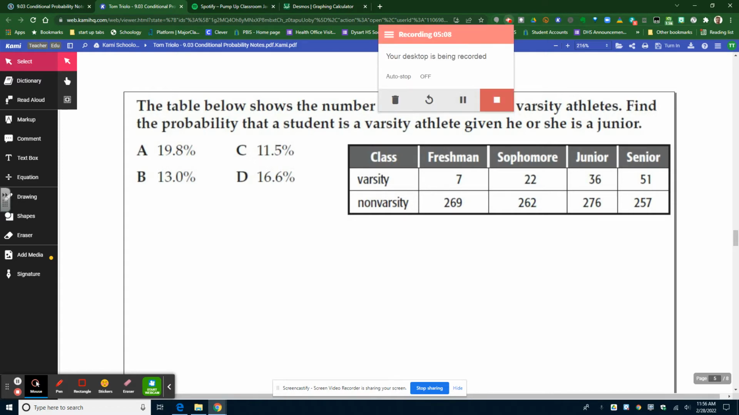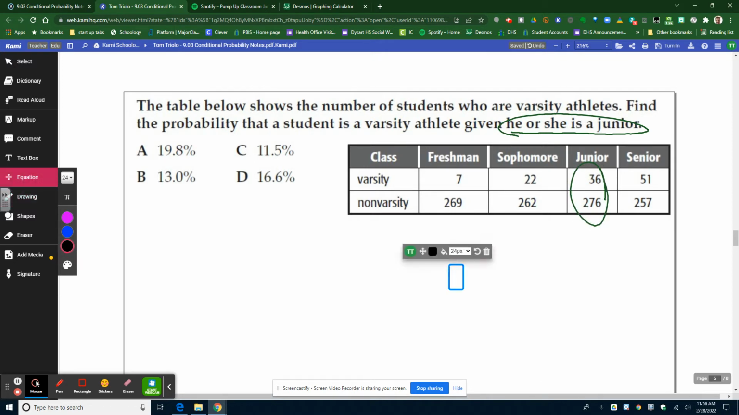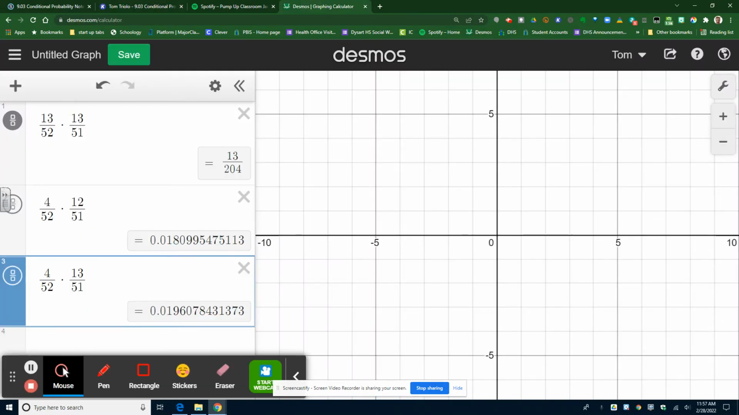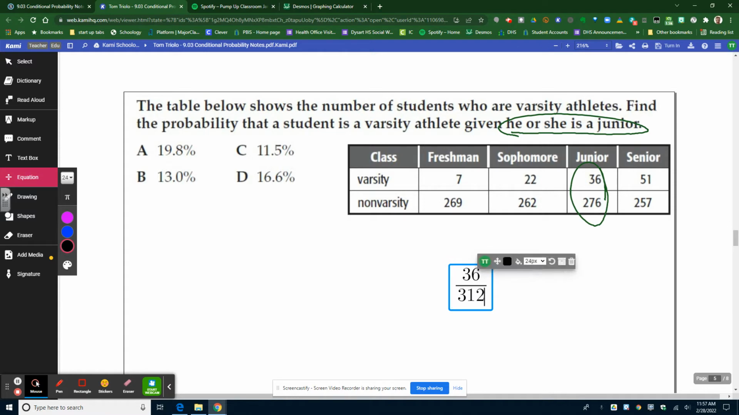All right, add them up. So given that he or she is a junior, I'm only looking at that column. So we got 312. And then we're looking for the varsity athlete. Well, there's only 36 juniors that satisfy that. So 36 divided by 312 is, let's just do a little copy and paste. So about 11.5%.